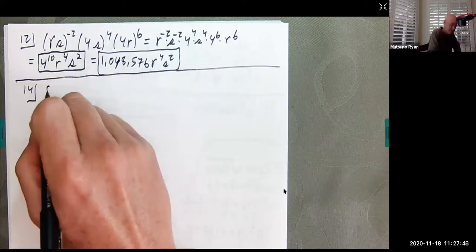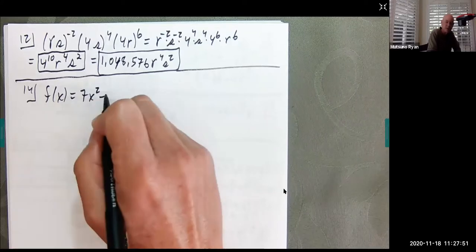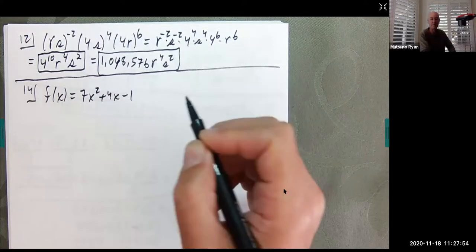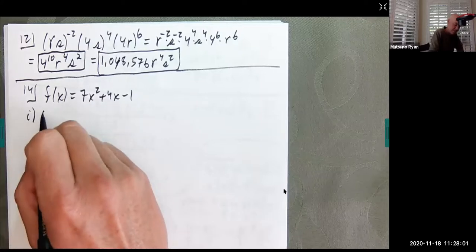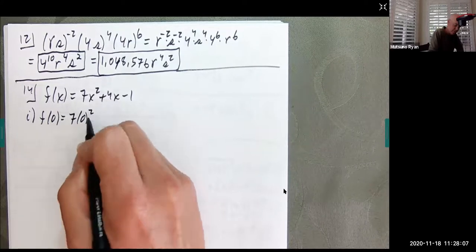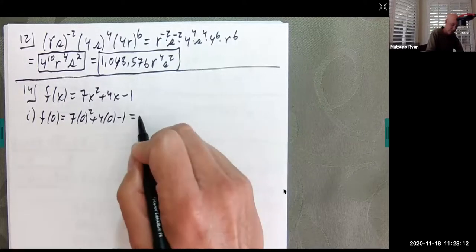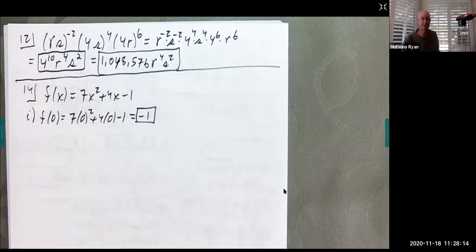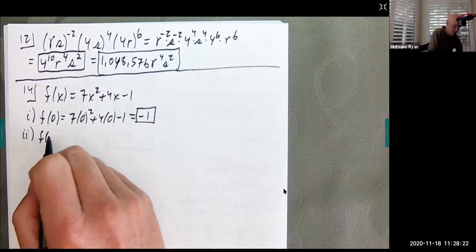Given a function f of x equals 7x squared plus 4x minus 1. And there are 5 parts to this problem. 1, 2, 3, 4, 5. So part 1, find f of 0. And these go to 0, so I'm just left with -1. Nice. Next up, find f of 2.